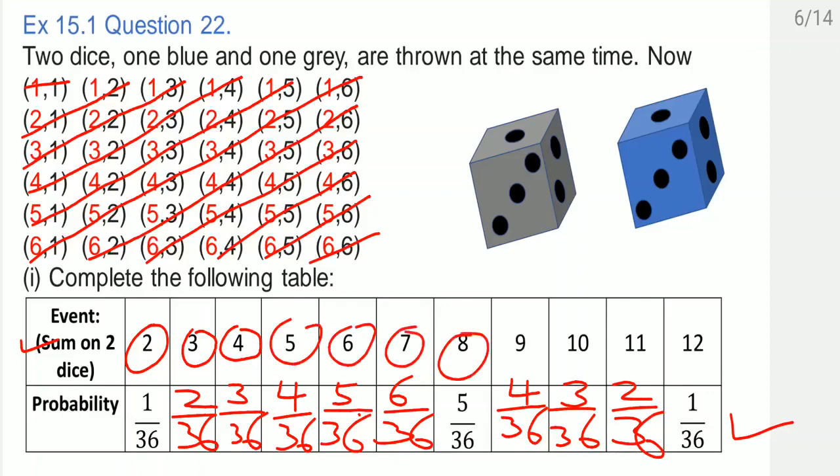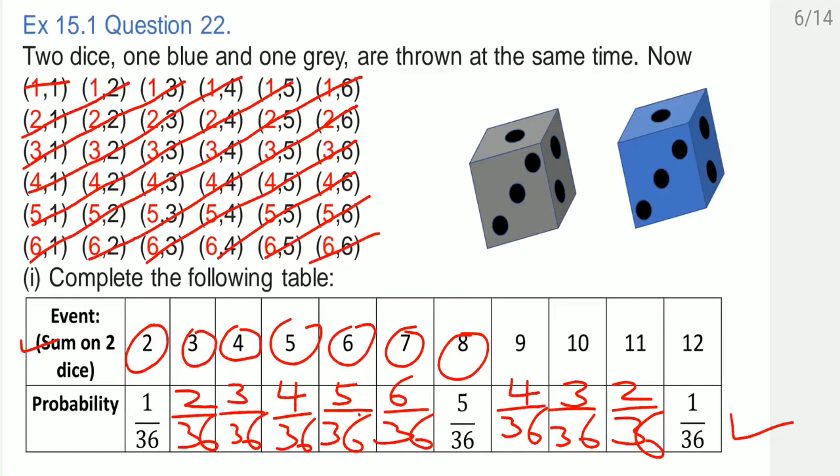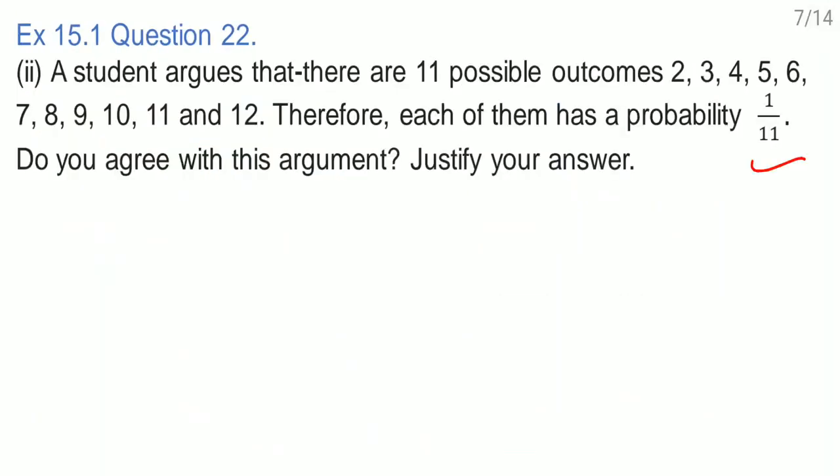Now come to the second question here. A student argues that there are 11 possible outcomes, 2, 3, 4 till 12. Therefore, each of them has probability 1 by 11. Do you agree with this argument? Justify your answer. Now I said all the probabilities are different. They are not at all equally likely. Correct? So here whatever the boy is saying, that is not the correct thing. Right? So here 1 by 11 probability, which is wrong. So every number's probability is different here.